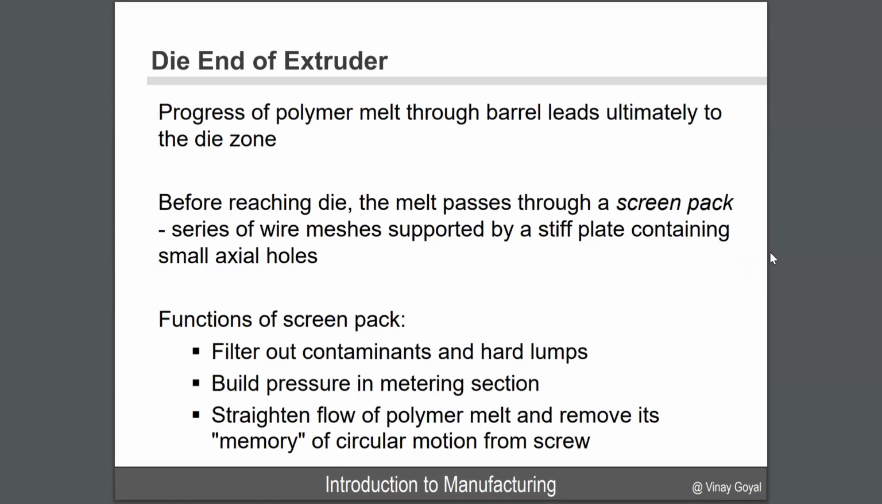The die end of the extruder is where the progress is being made through the barrel, and ultimately the material makes it to the die zone. Before reaching the die, the melt passes through a screen pack, which is the screen pack I was talking about here. These tend to be a series of wire meshes supported by a stiff plate.